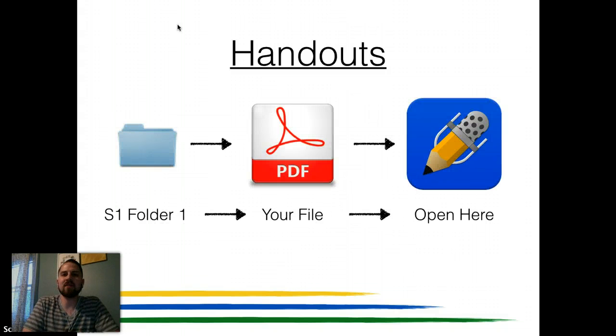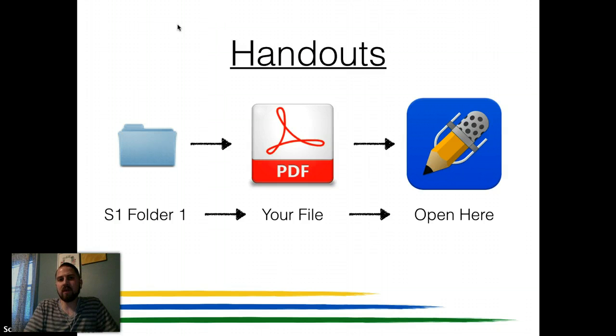And last but not least, when we're looking at handing things out, the way that I see it and the way that my students see it is whatever folder they're looking for. Let's say they're looking for a science unit on ecosystems. So ecosystems would be their S1 folder. Inside the S1 folder would be a PDF of what I need them to get. And again, in a later video, we'll look at how to make items into a PDF.